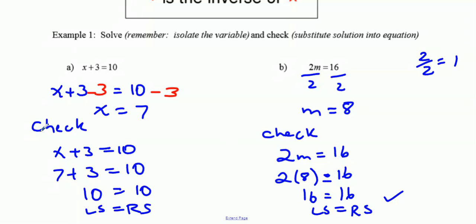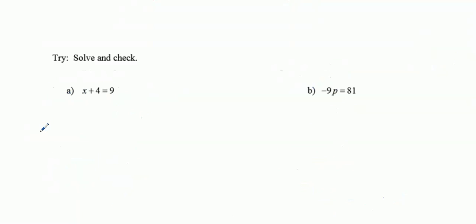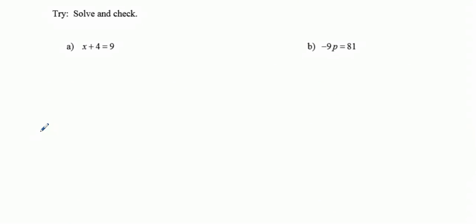All right. Easy peasy, right, guys? All right. You guys, go ahead, please, and solve these two for the indicated variable. Pause the video and then check to see if you've got it right. Okay, so x plus 4. And then I'm going to subtract off 4 on both sides.